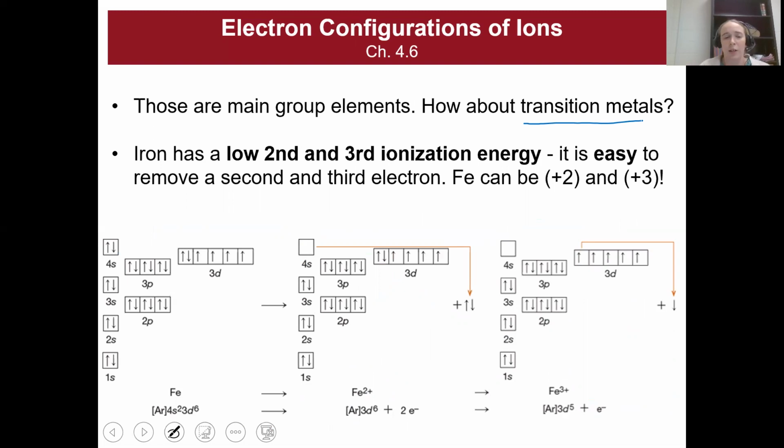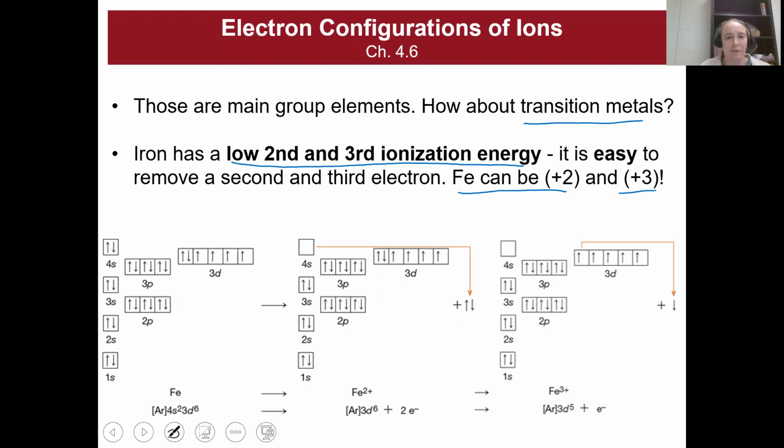Let's look at iron. Iron has a low second and third ionization energy. So that means that it's easy to remove the second and third electrons. So it's not like magnesium. It doesn't stop at +2. The +3 ion is just as likely to happen because it's still pretty low energy. There's not a big energy jump like there was for magnesium.